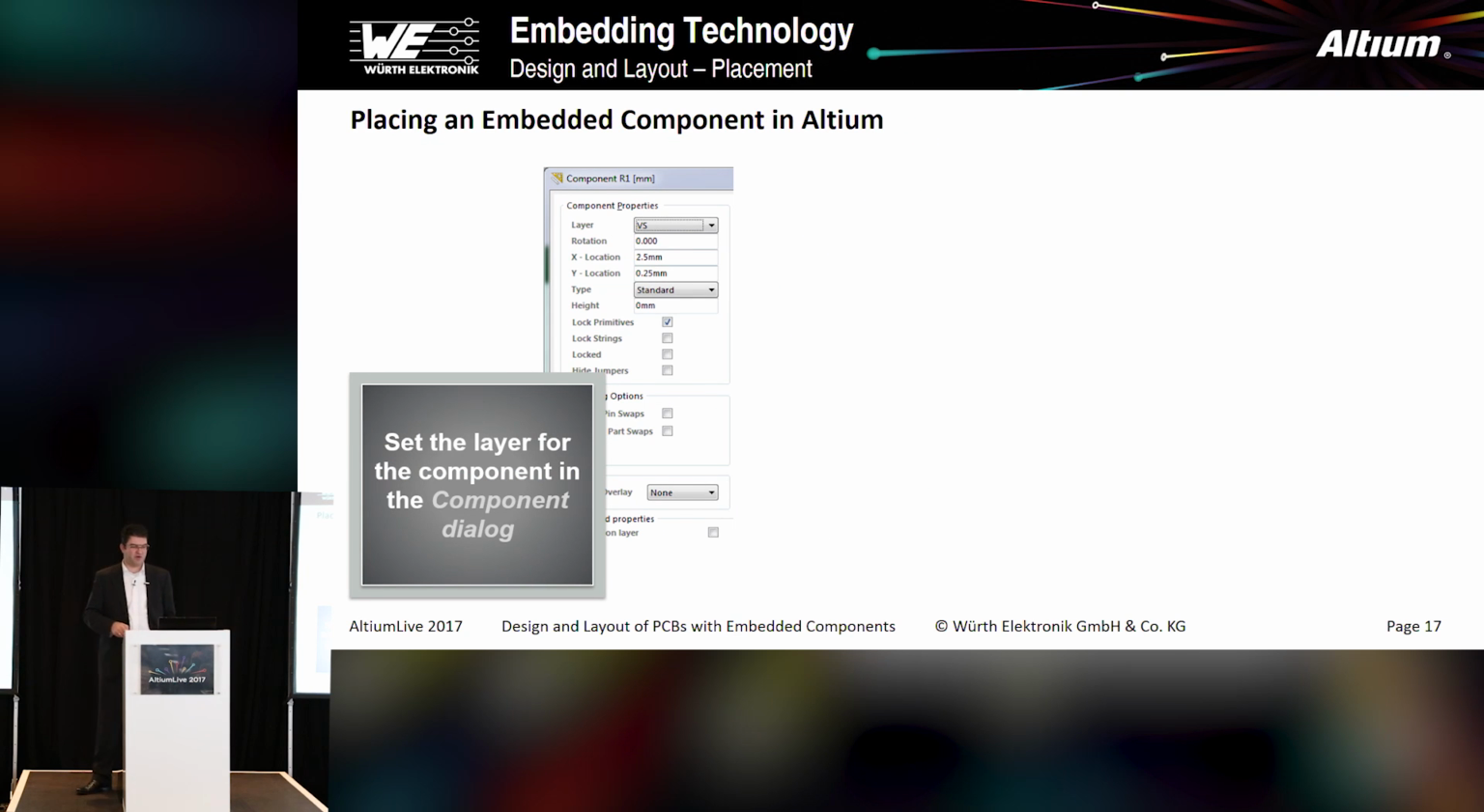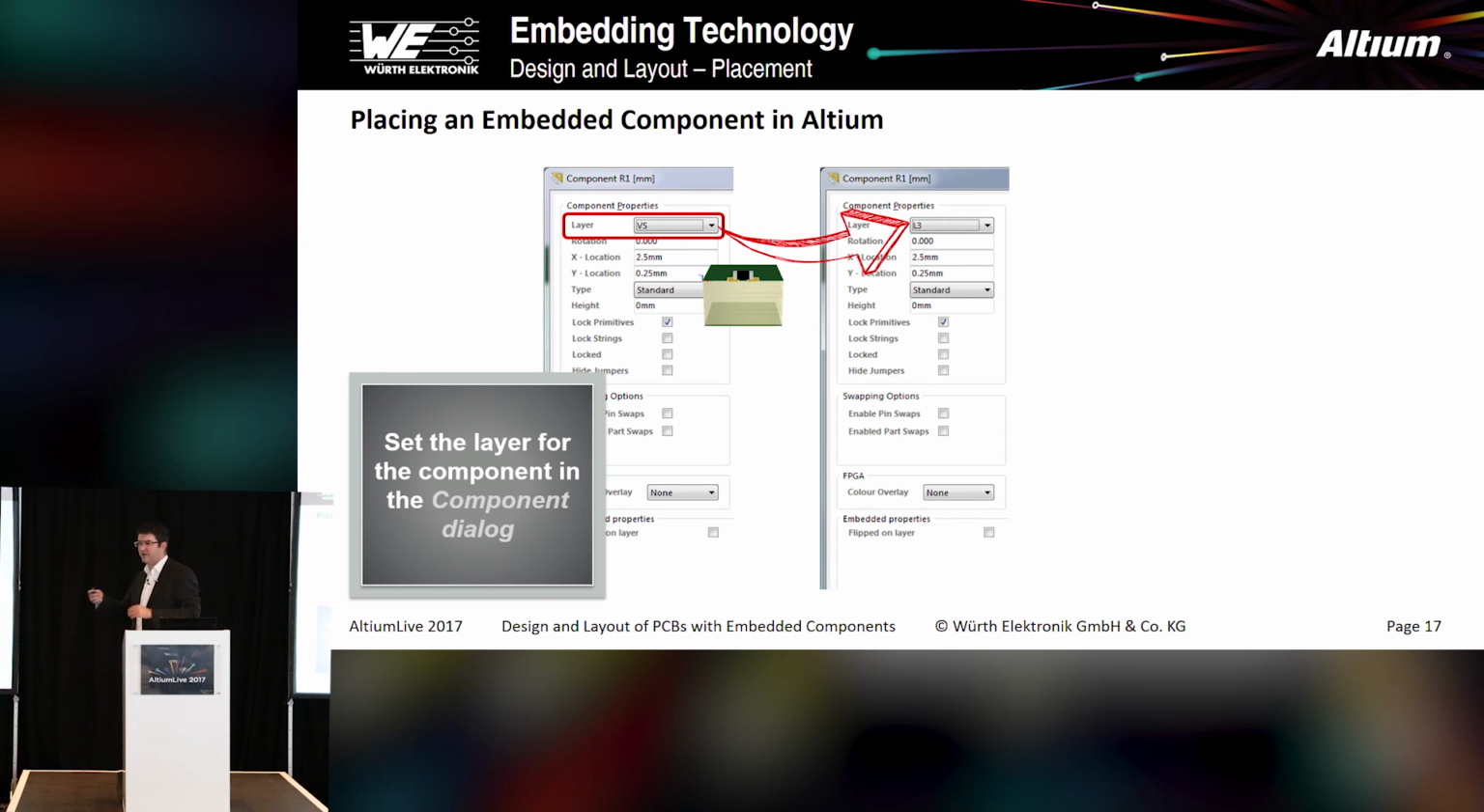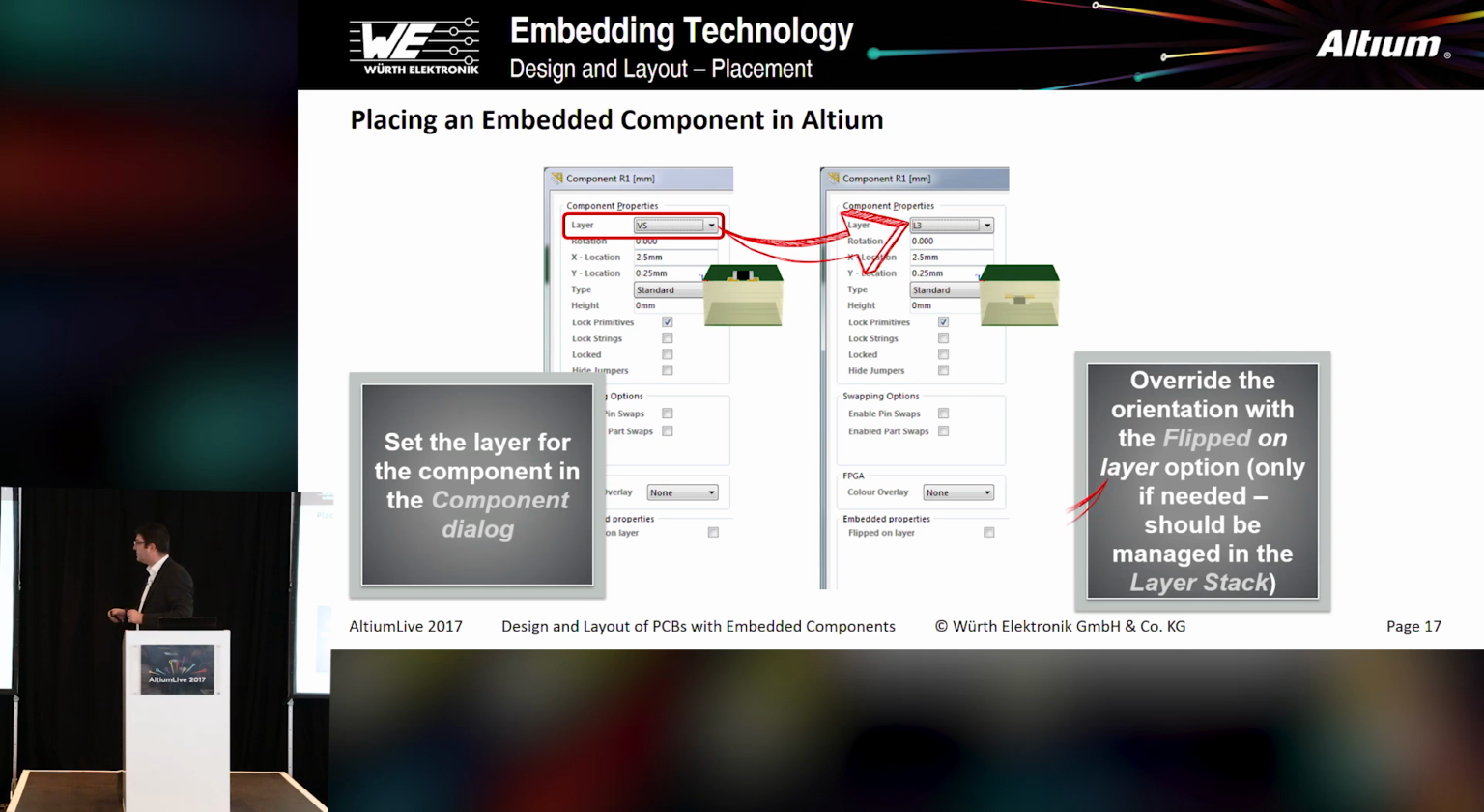So when you go to the component manager dialog, you see that there is the layer, and up to now, you just chose top and bottom. Nowadays, in Altium, you can actually choose the layer where this component has to sit. And Altium is directly turning it around in the same way as when going from top to bottom. So it's being flipped automatically.